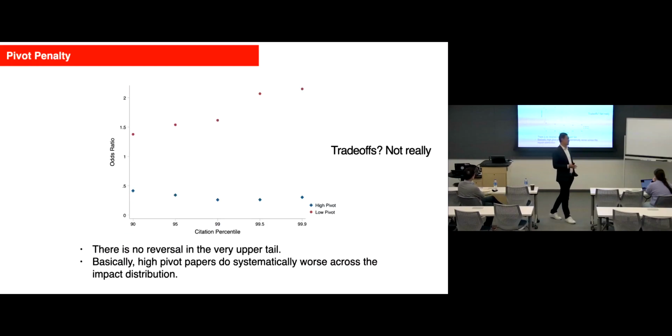But then you look at this intuitively, and you think about, okay, maybe there are some trade-offs. Maybe on average it's bad, but boy, the best work is the one where you really try something new, right? So we're like, let's look at the tails. If you look at the tails, what you see is that actually there is no reversal in the very upper tails. So what it means is that high pivot work does systematically worse across the impact distribution, right? So there appears to be no trade-off whatsoever. So it's just bad, right?